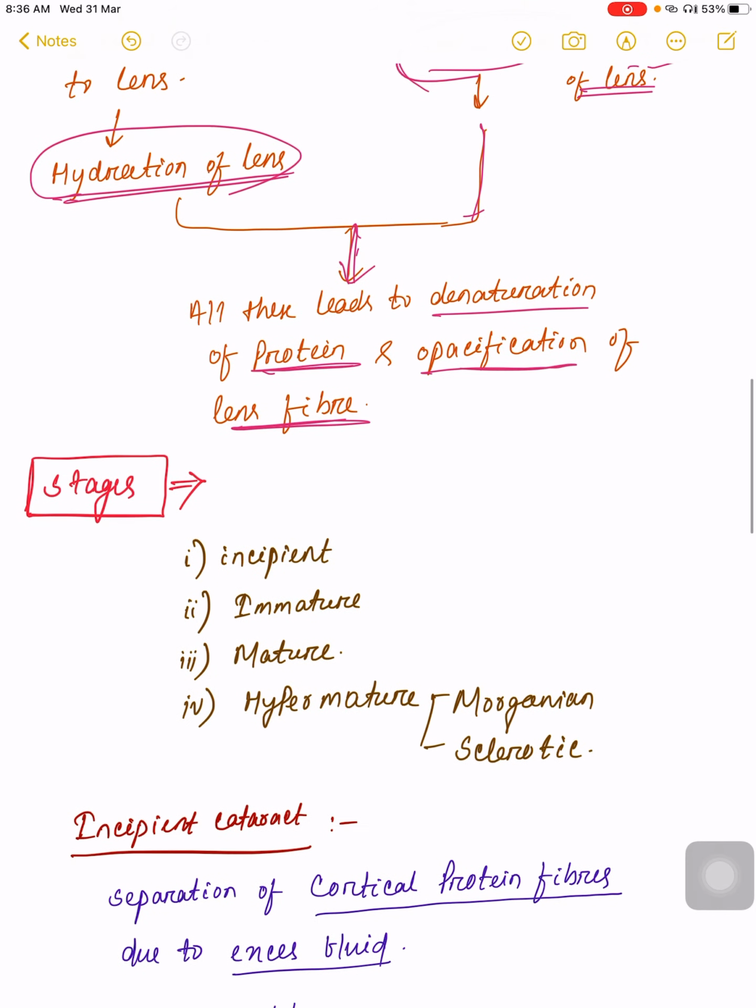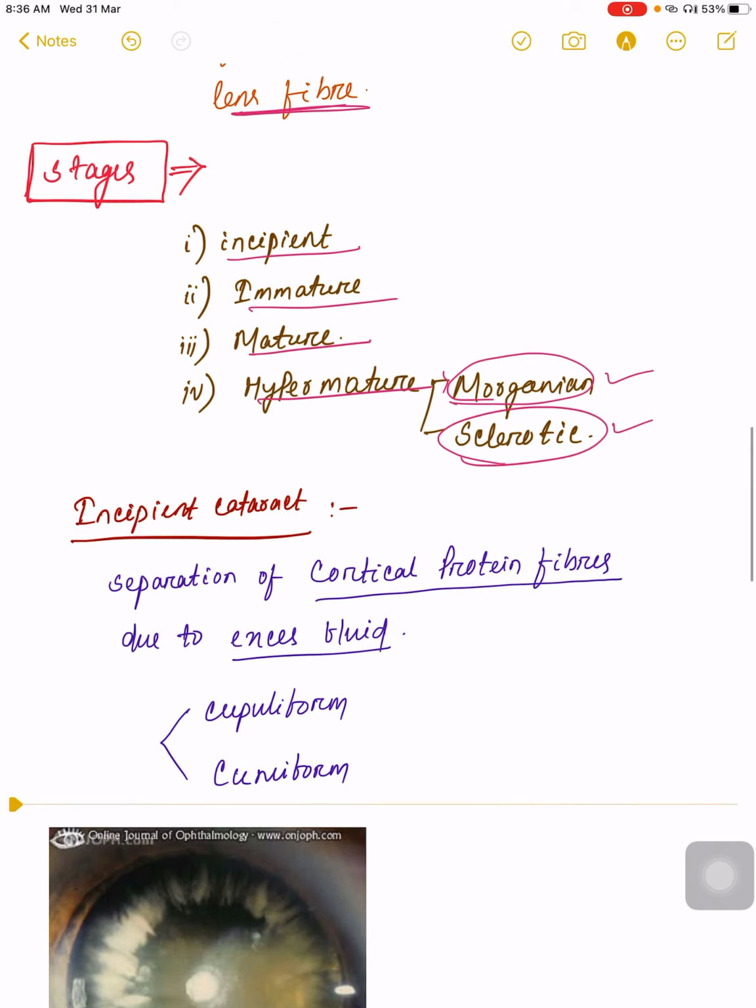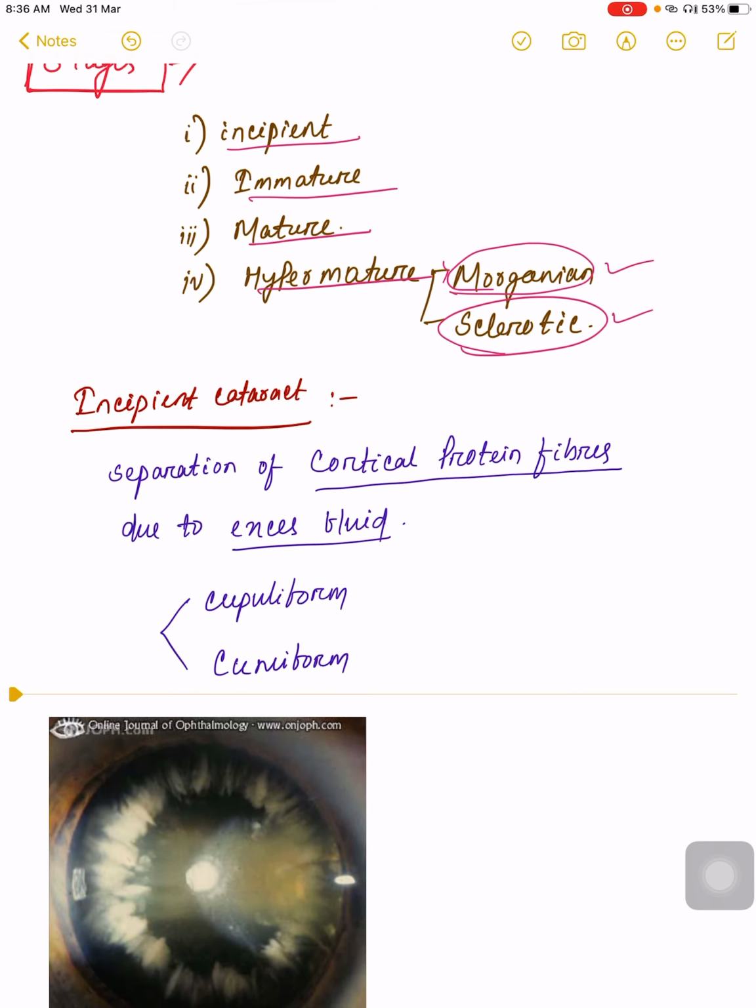Fine. Then we'll see what the stages are. Actually, there are four stages. First is incipient, then the second one is immature stage, third one is mature stage, and fourth one is hypermature stage. Hypermature is again divided into two, that is Morganian cataract and sclerotic cataract. Fine. We'll see one by one in detail.